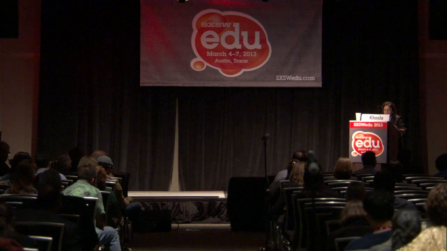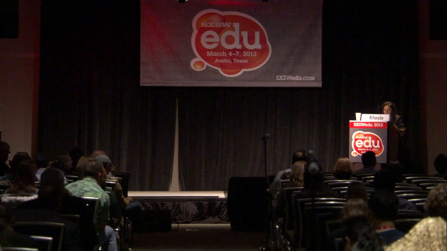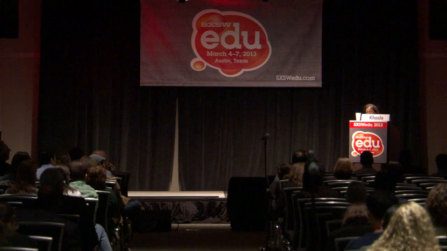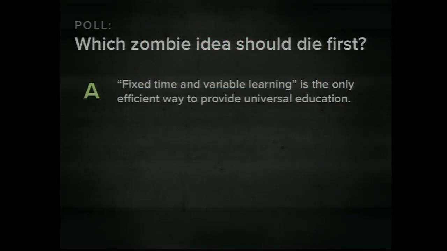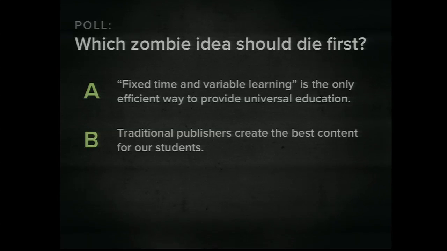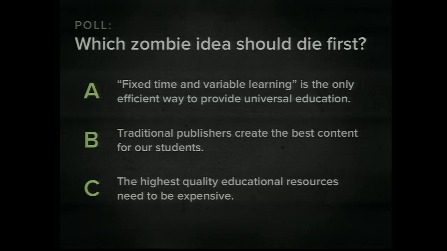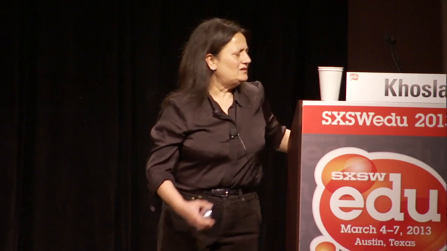Oh yeah, sorry, Paul. Okay, so we have a little poll that we like to do. I don't know how many of you got convinced with this presentation, but this is all free, and we'd like to see which of these zombie ideas you want to see go first. Fixed time and variable learning. Traditional publishers create the best content. And the highest quality educational resources need to be expensive. So these are your three choices. Help us decide which one is the most important from your perspective.